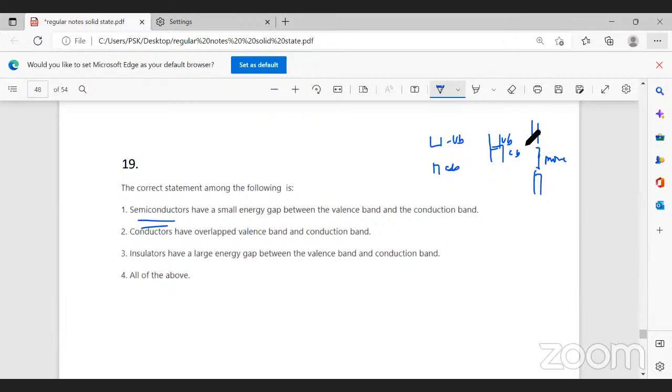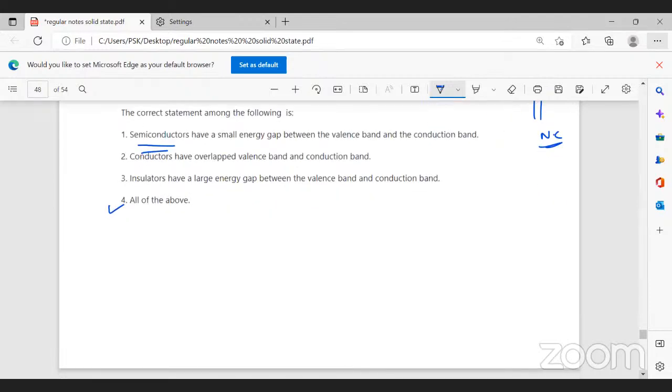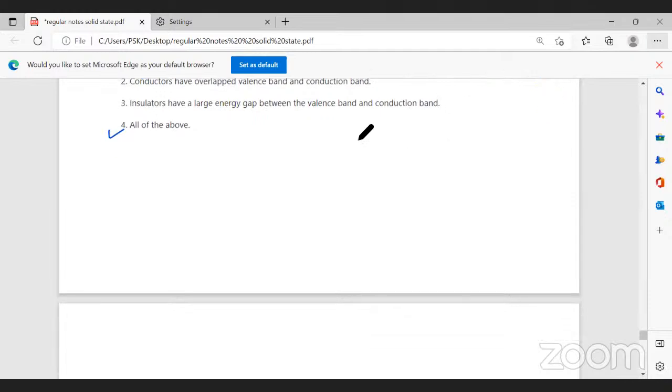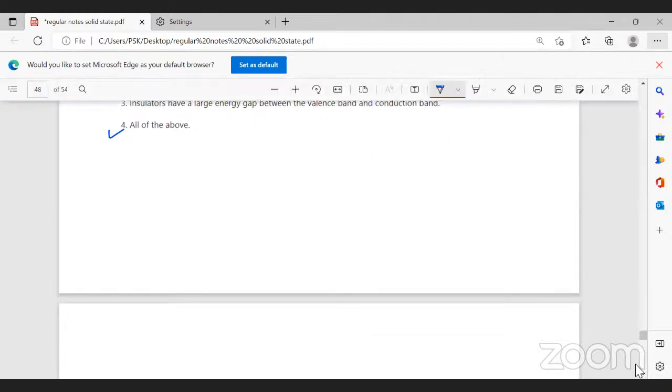Valence band means the outer orbits. Electrons cannot move, therefore this will be a non-conductor. So here, in a semiconductor, on increasing the temperature or doping, electrons can move between the valence band and conduction band. But in conductors, it is overlapped. Therefore, delocalization of electrons is very easy. So what's the answer for this question? All of the above. You understood, right, what I'm talking? Ajay? Others? Yes, sir.